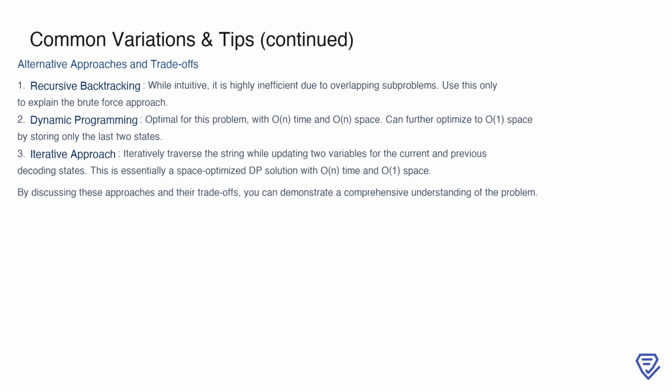for the computation. Another alternative is the iterative approach, which essentially implements a space-optimized dynamic programming solution. By traversing the string and updating two variables to track the current and previous decoding states, you achieve the same O(n) time and O(1) space complexity. Discussing these approaches and their trade-offs not only demonstrates your mastery of the problem but also shows that you can choose the best solution for different constraints and requirements.